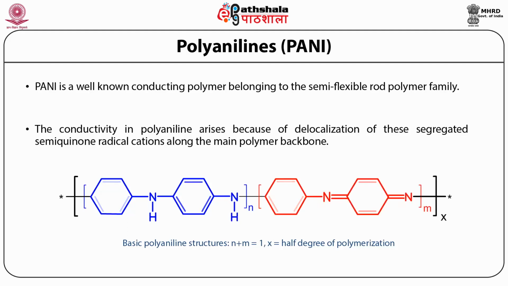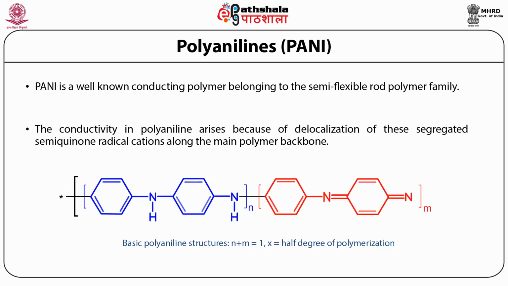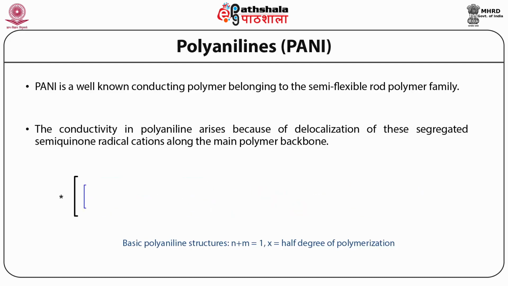Now this figure shows the basic polyaniline structure where n plus m, the small n and the small m, equal to 1, and x is the half degree of polymerization.